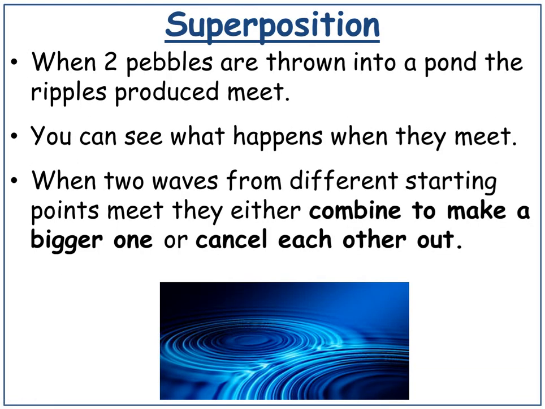Superposition. When two pebbles are thrown into a pond, the ripples produced will meet. And you can see what happens when they meet. When two waves from different starting points meet, they can either combine to make a bigger wave, or they cancel each other out so they don't make a wave at all. And that is called superposition.